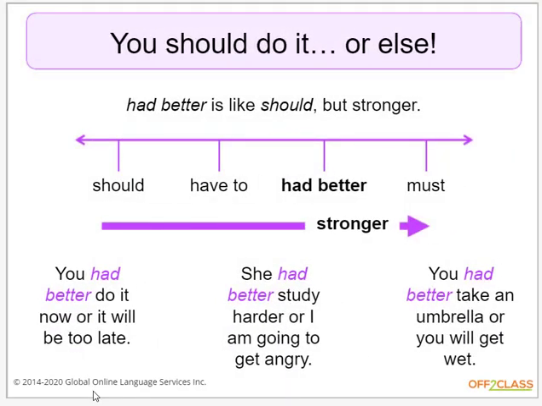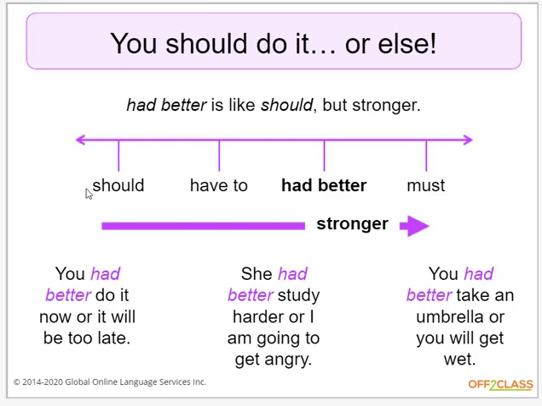You should do it, or else. Right? Had better is like should, but stronger. See this range here? Should, have to, had better, must. Right? You had better do it, or it will be too late. She had better study harder, or I'm going to get angry. You had better take an umbrella, or you will get wet. Okay, does that make sense?